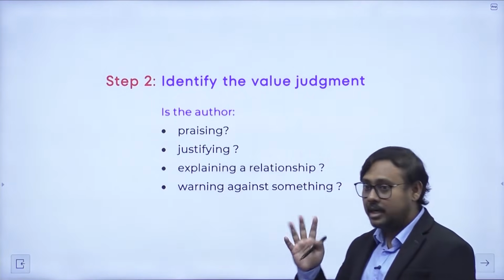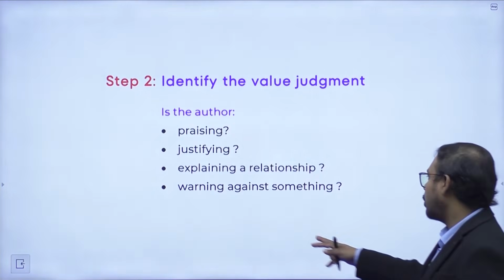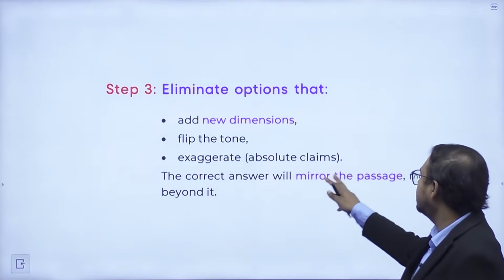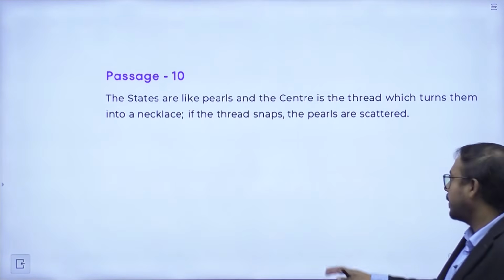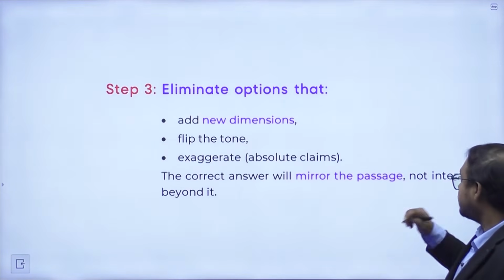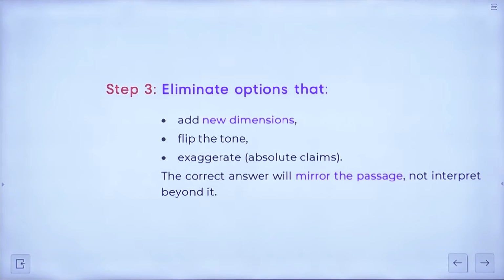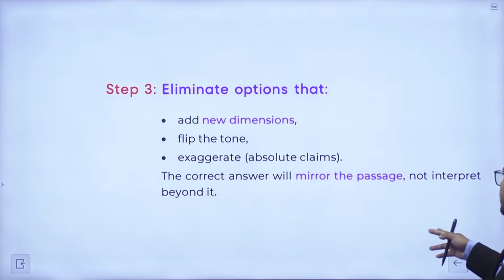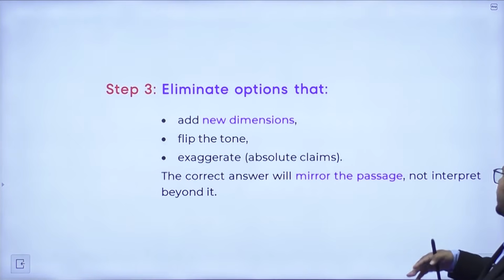And then try to identify the tone. Is it praising, justifying, explaining a relationship, warning against something? In this case, it is explaining a relationship. Now, eliminate the options that add new dimensions. They flip the tone, exaggerate, right? The correct answer will mirror the passage, not interpret beyond it.